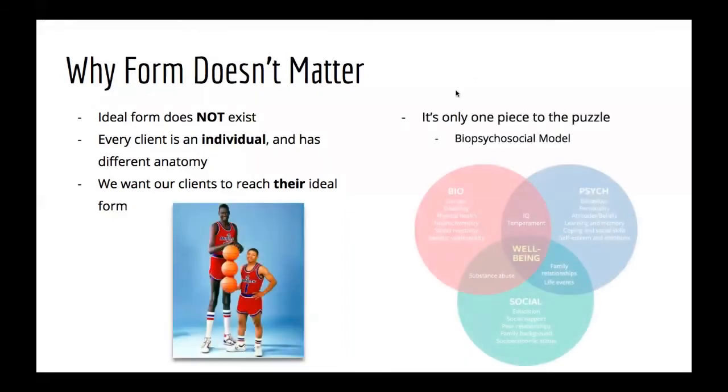So, another reason that form isn't the end all be all when it comes to someone's overall health and fitness is that it's only one piece of the puzzle. You can see in this diagram over here something called the biopsychosocial model. To summarize, it's essentially stating that there are several different factors that go into someone's well-being. So yes, good and decent form is a part of that, but you've got to remember that there are several different factors that go on throughout someone's life that will play into their well-being.